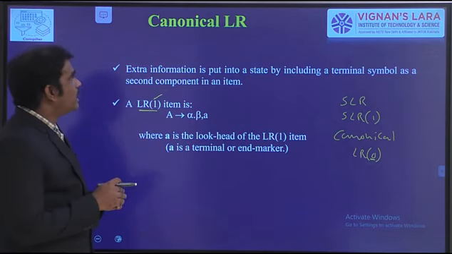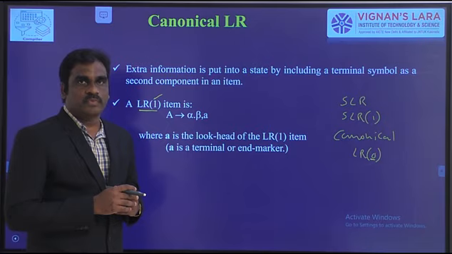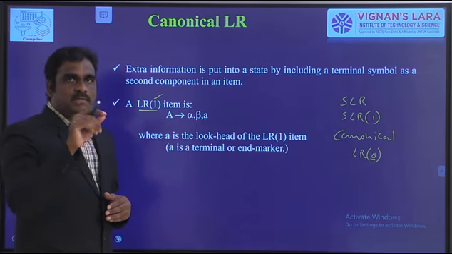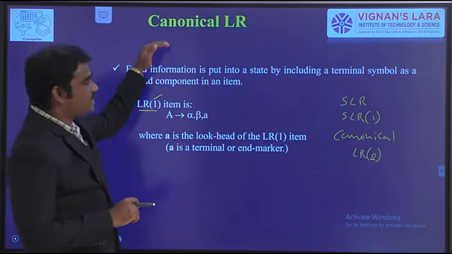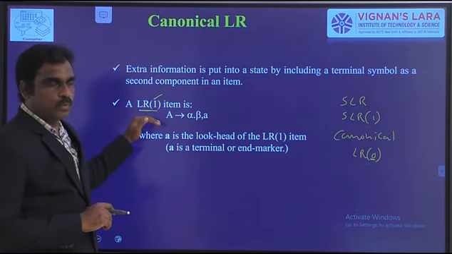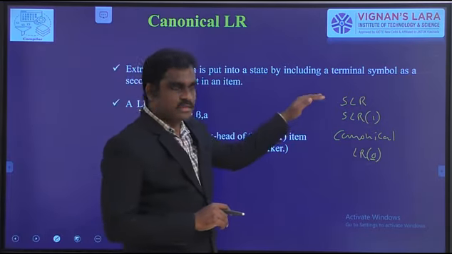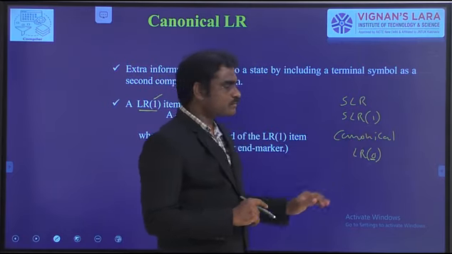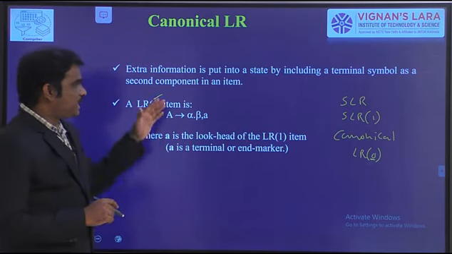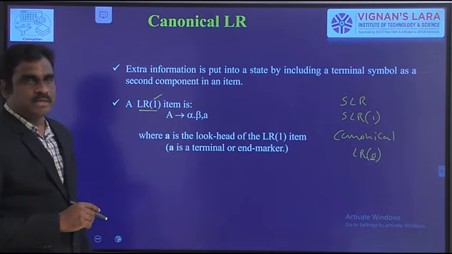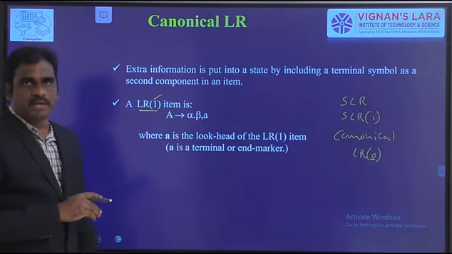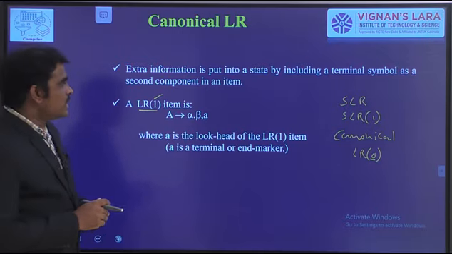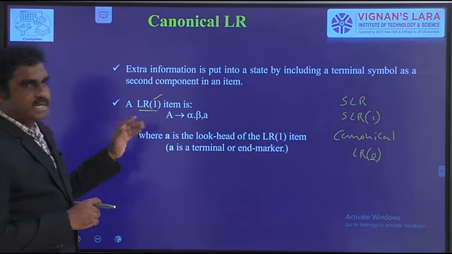The question may be asked like this: construct CLR or construct LR of 1. Both are the same, CLR or LR of 1. Whereas in this case, SLR or SLR of 1 or LR of 0. Almost here also we have to follow the same procedure, but we are mainly concentrating on the first 3 steps. No need to go to the stack implementation. So the first one is the augmented grammar.